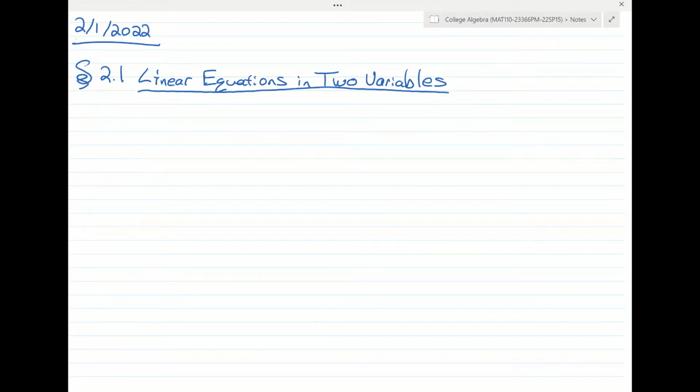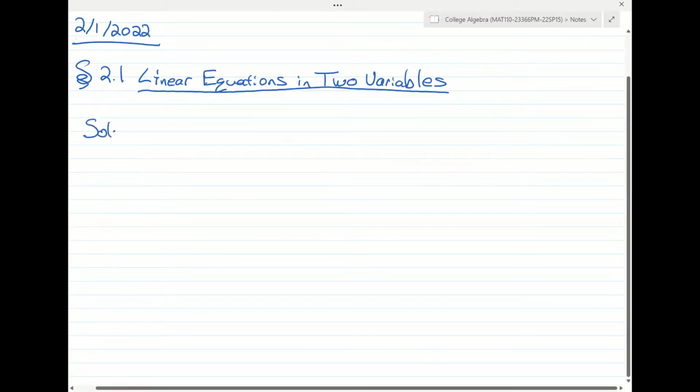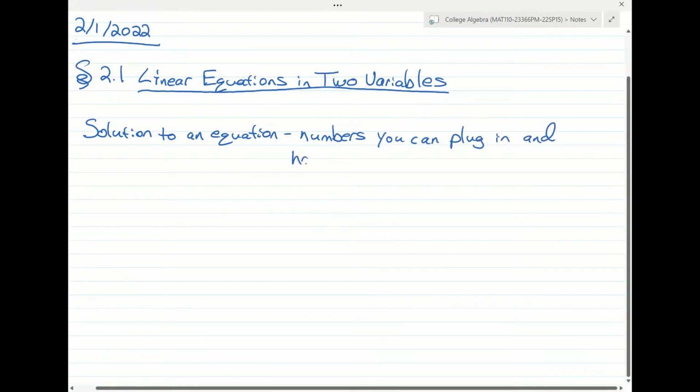We're going to be talking about x and y today. We'll look at equations where they affect each other. So just to get started as a baseline, let's talk about what a solution to an equation means. A solution to an equation just means numbers you can plug in and have it make sense.